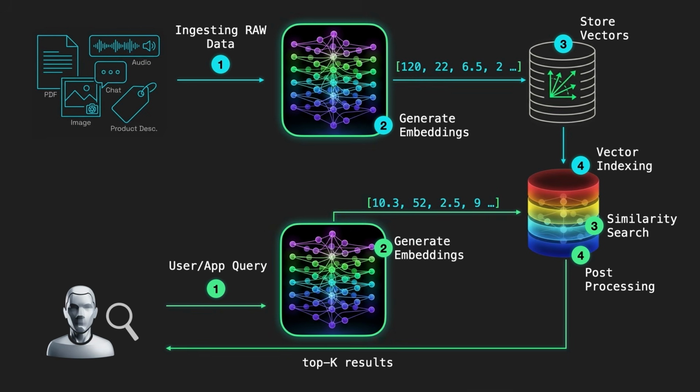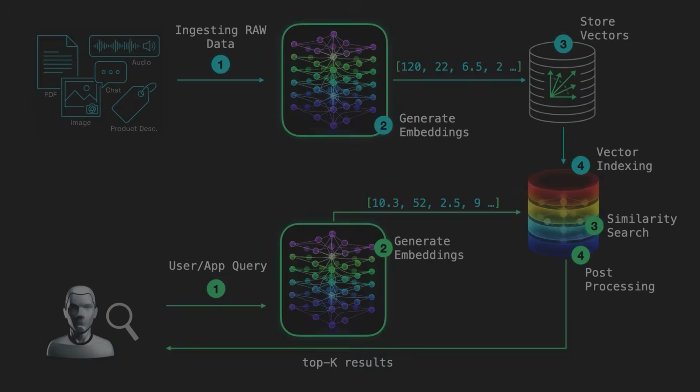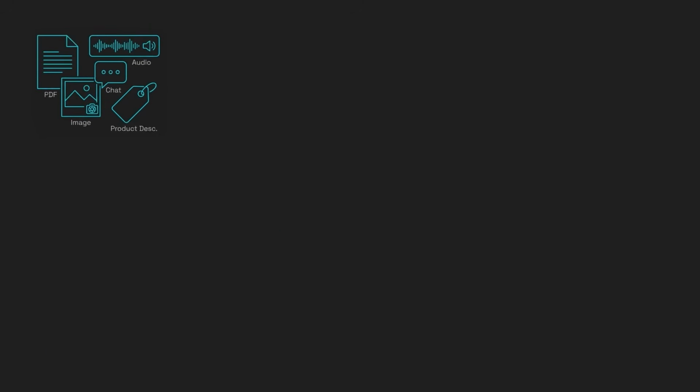Now, in this lecture, let's go one level deeper and understand how a vector database actually works step by step. By the end of this lecture, you will clearly understand the entire vector database pipeline. At a high level, almost every vector database follows the same core pipeline, regardless of the vendor. So let's break it down. First, we take our raw data.